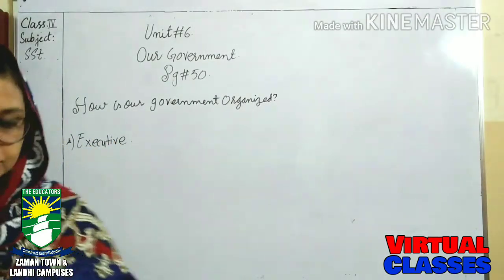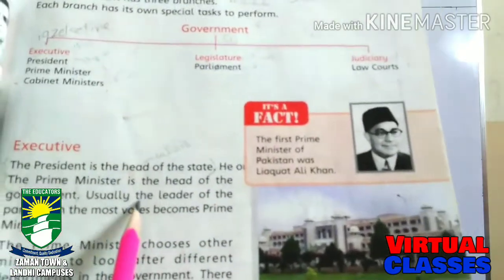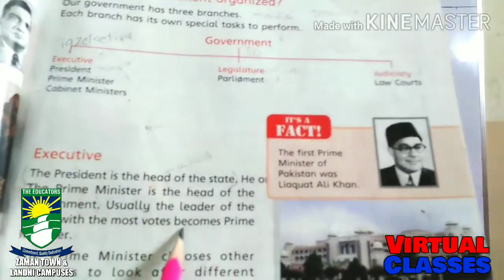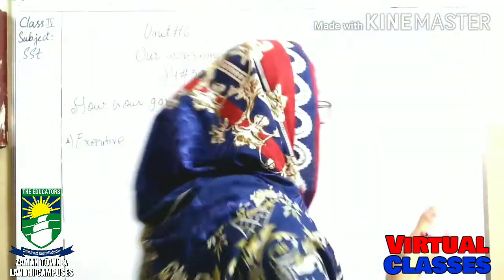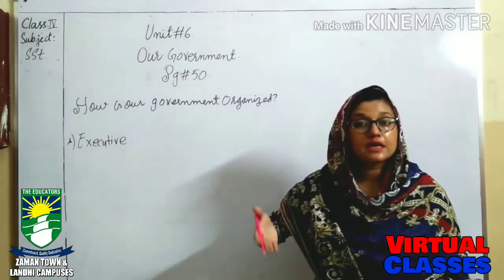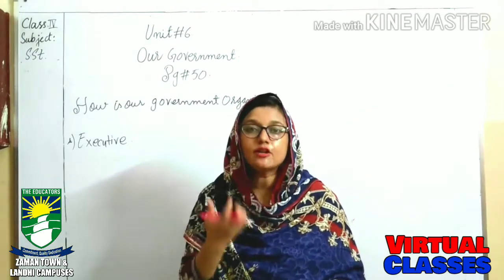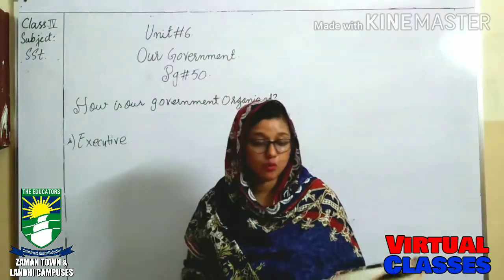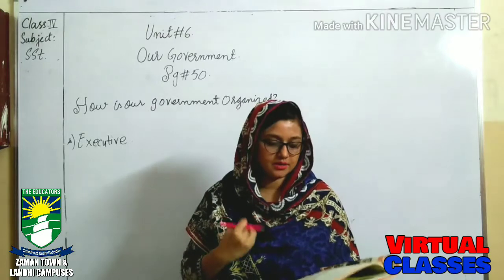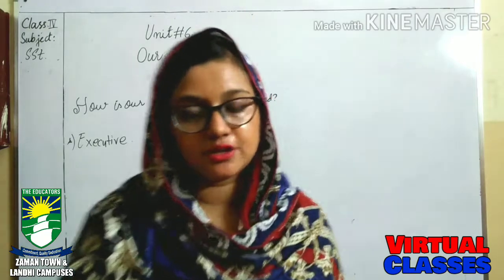The prime minister is the head of the government. Usually, the leader of the party with the most votes becomes prime minister. The president is the head of the state. The prime minister is the head of the government. Usually, the leader of the party with the most votes, a person who got lots of votes, becomes prime minister. The prime minister chooses other. You can see this on page number 51.